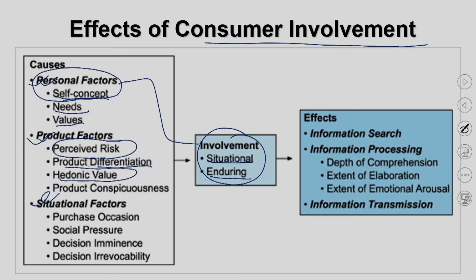Hedonic value. Products and services which have hedonic value have higher involvement than those which do not have hedonic value. And product conspicuousness. The more conspicuous the product is, the higher the involvement, the less it is, the lower the involvement.